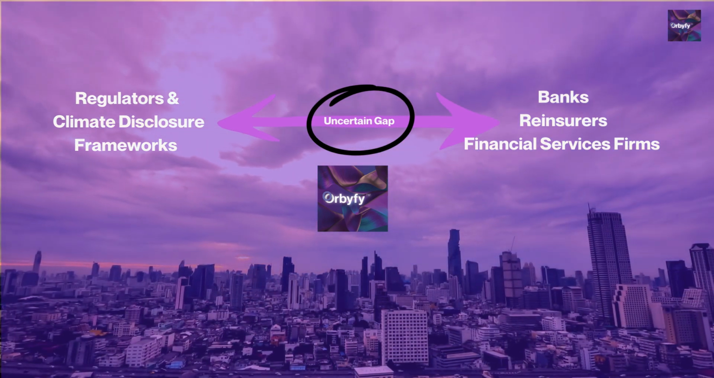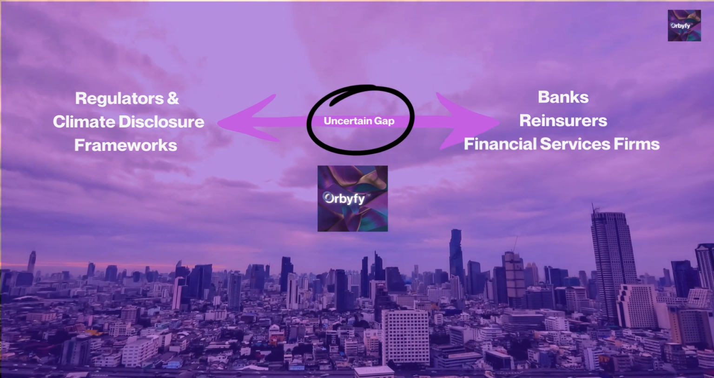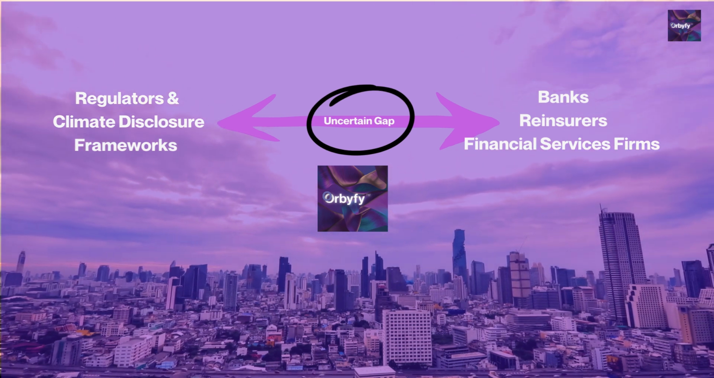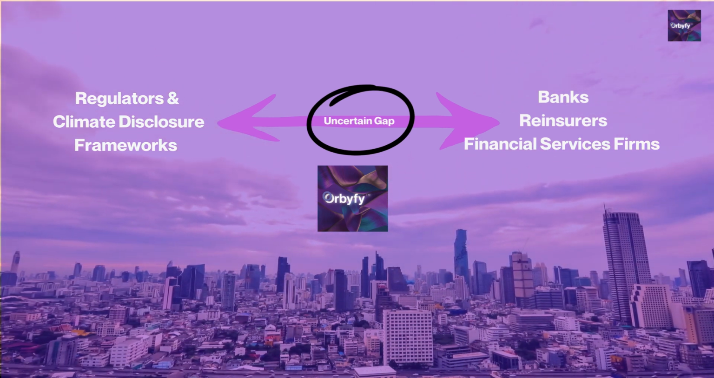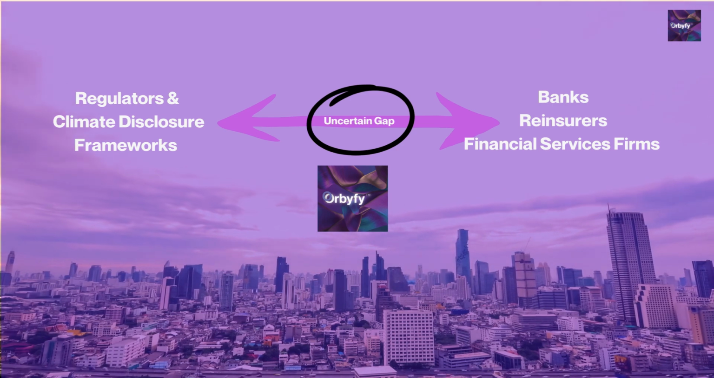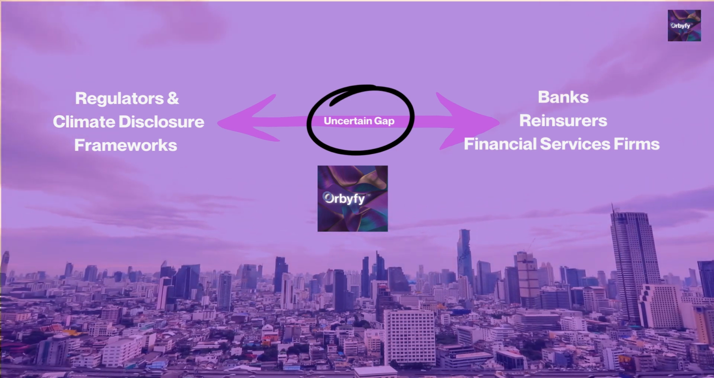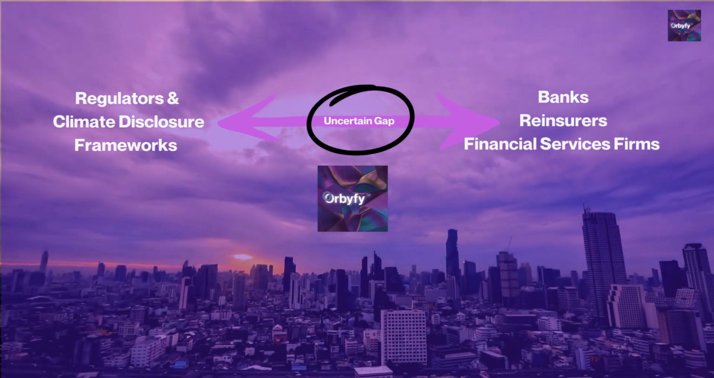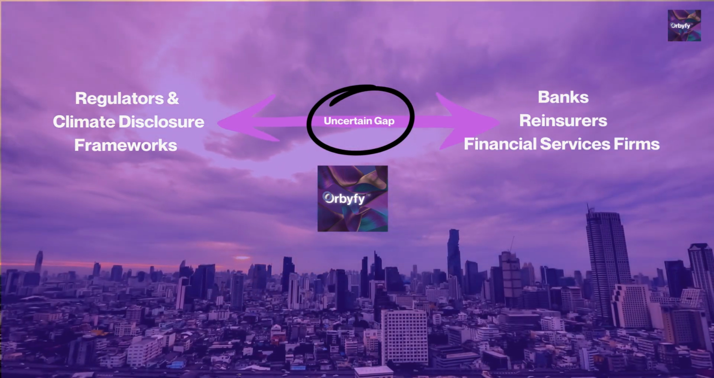The regulators are creating initial climate disclosure frameworks. The banks, insurers, and financial services companies are responding, and the uncertain gap in between is where Orbyfy can help to provide greater clarity, granularity, and simulate different scenarios, all via 3D climate digital twins.